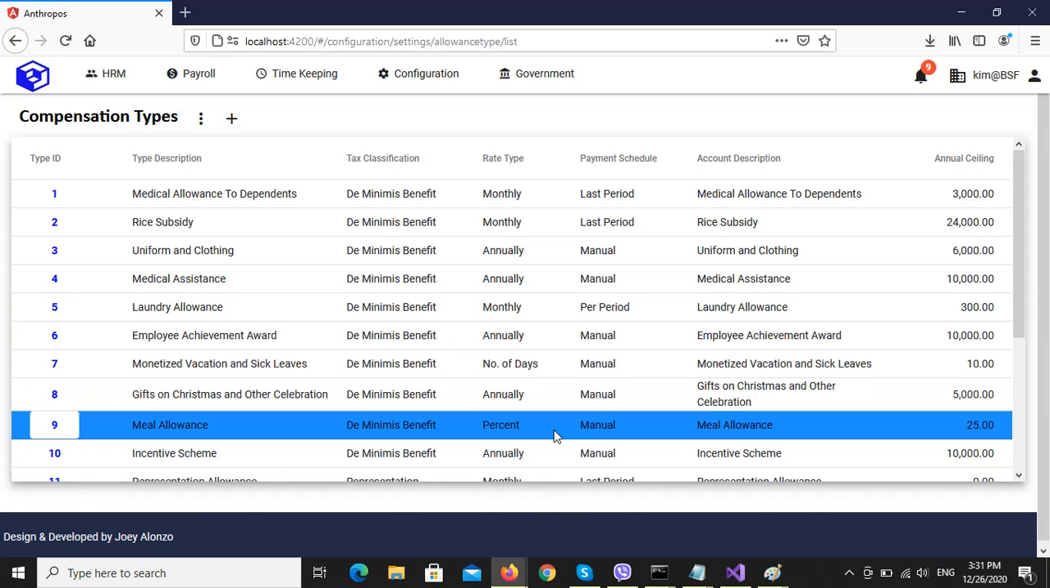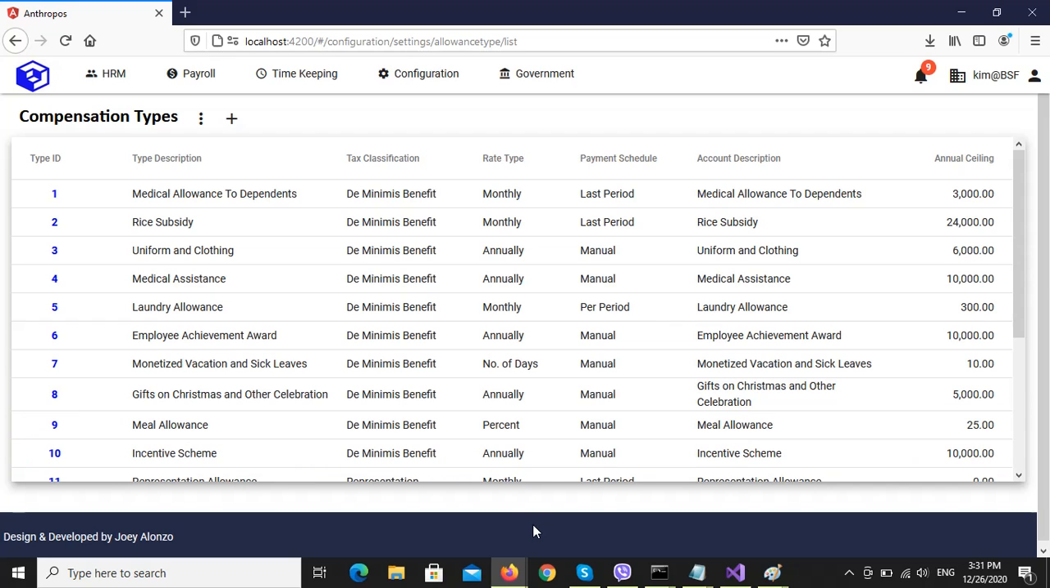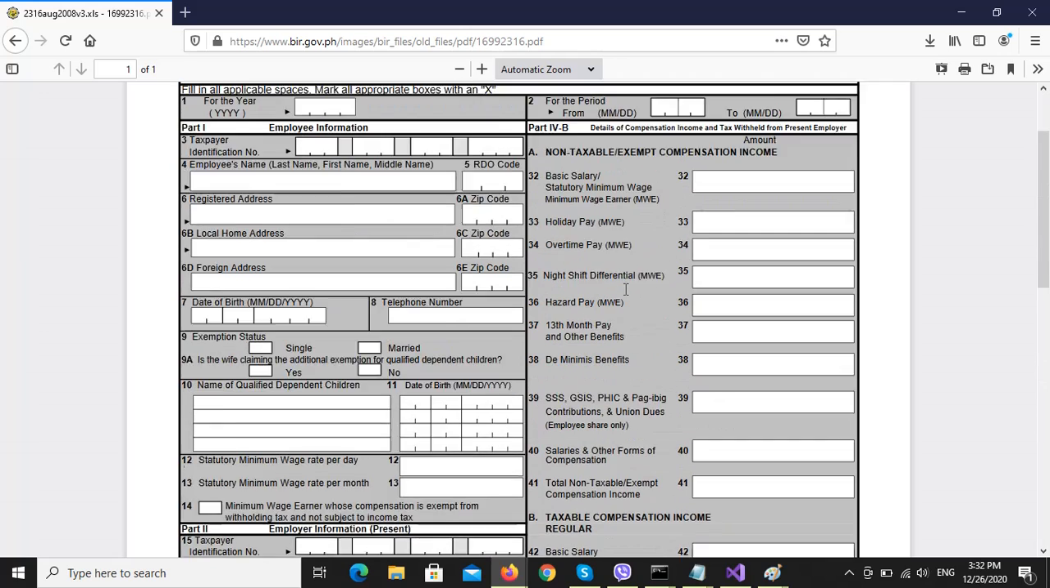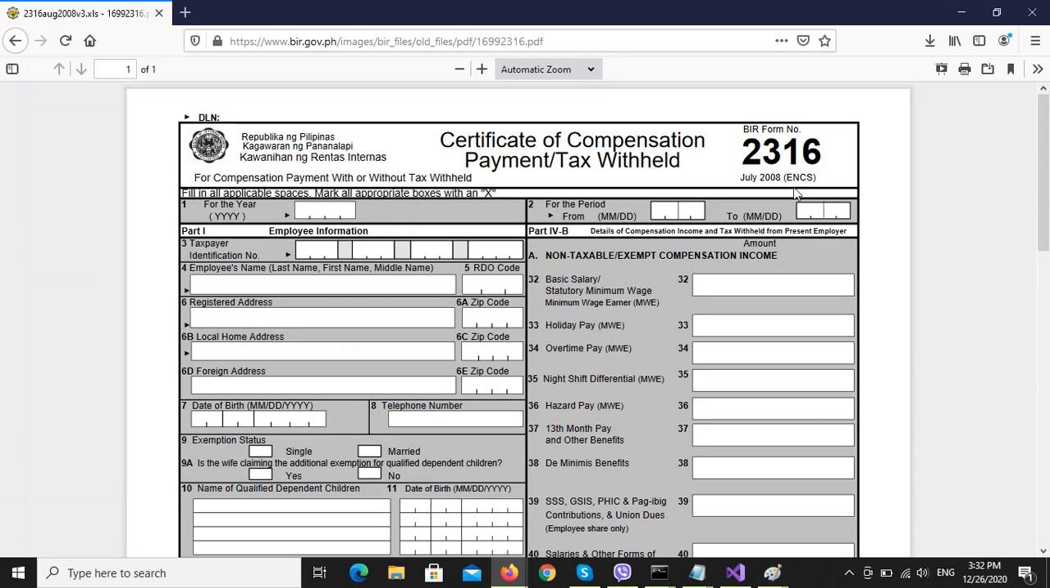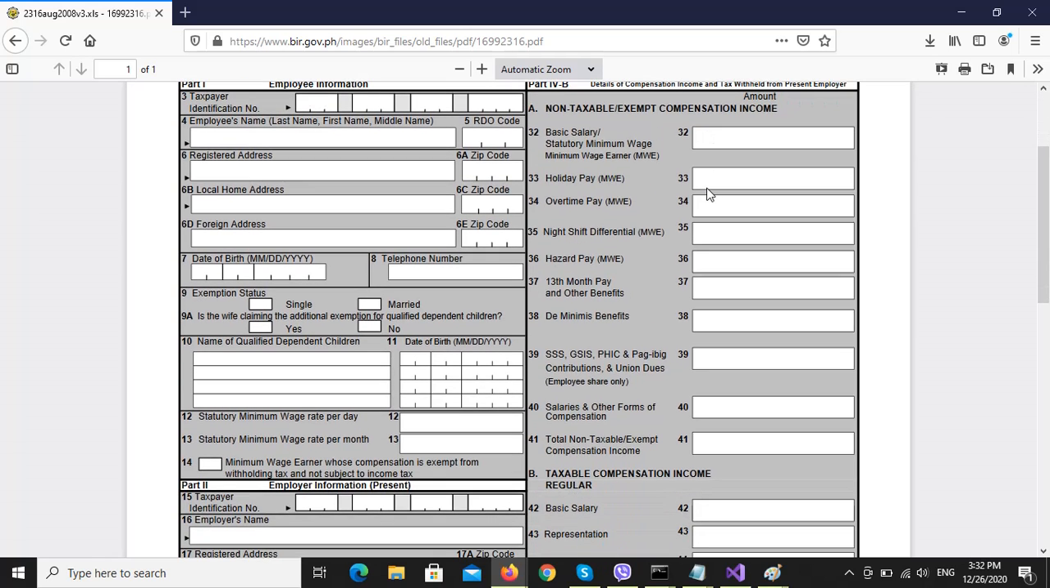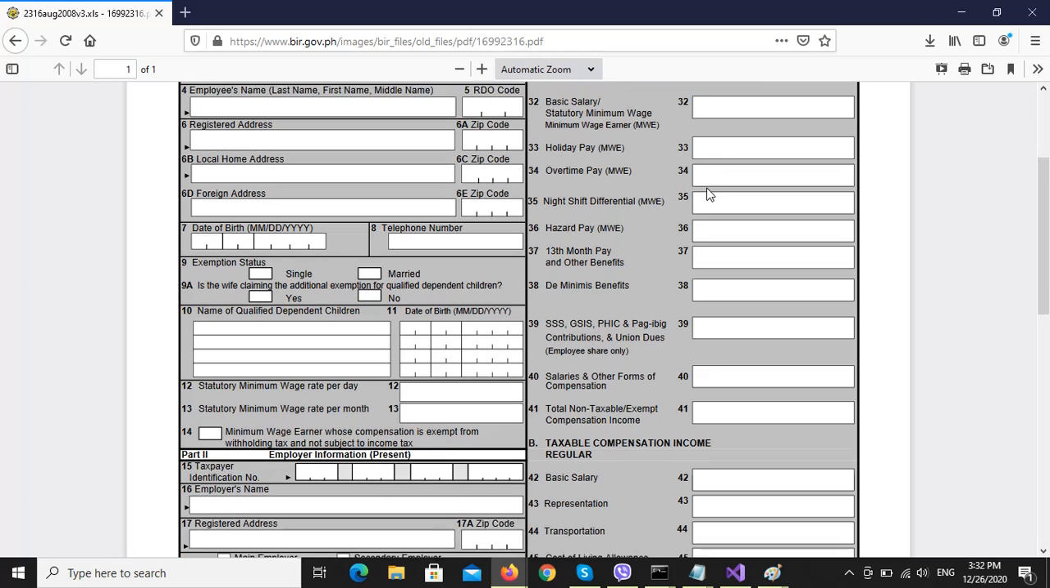If you are not familiar with 2316, I have a separate video regarding 2316. But let me just show you that this is the 2316. This is actually the certificate of compensation payment of tax withheld, which is given by employers to the employees at the end of each year.